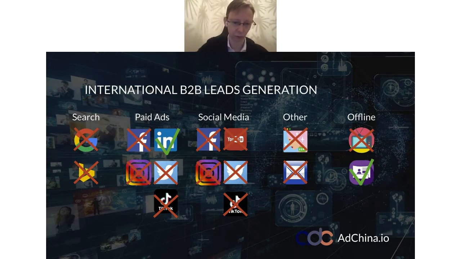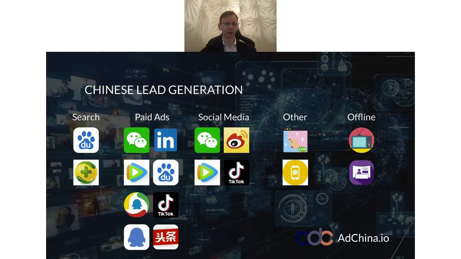The other one is, of course, expos, and I think that's something that businesses selling to China tend to be more familiar with. Maybe it's still ongoing or just finished, the China International Import Expo. I think it's just wrapping up. But looking at the Chinese lead generation, it's a completely different picture.